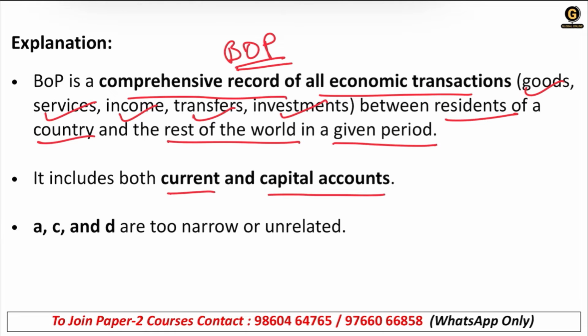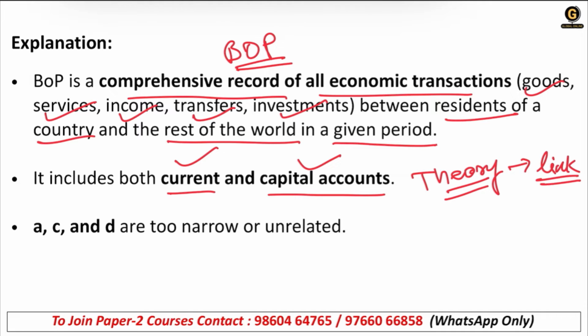It includes current and capital account. We have already discussed the current account and capital account in the theory session, right? If you have not watched the theory session, go to the description box. I have provided the link of the previous lectures. Watch those videos as well. In terms of other options, A, C, D are too narrow or maybe unrelated, right? In the theory session as well, we have discussed how BOP is calculated. The factors which are included in the calculation of BOP, we have discussed. Clear? So current account, capital account, financial account, reserves are all the things, and how reserves are calculated. And what is the connection of reserves with the BOP, that you will understand in the theory session.